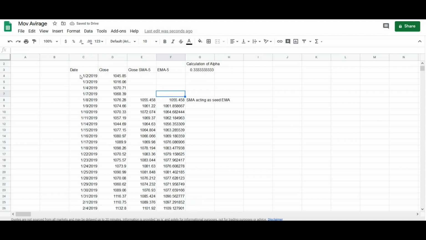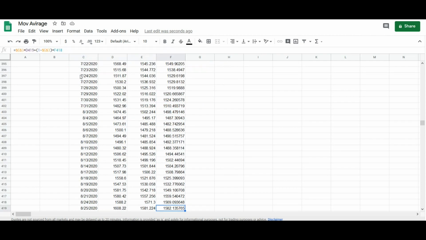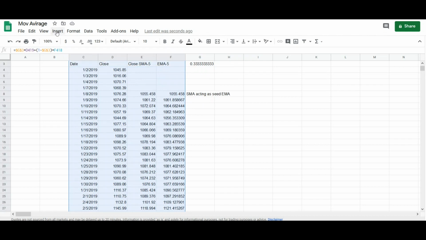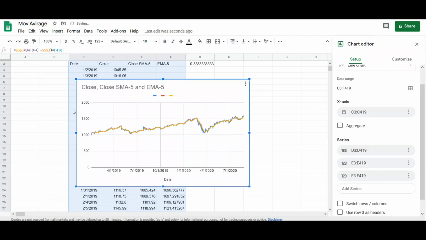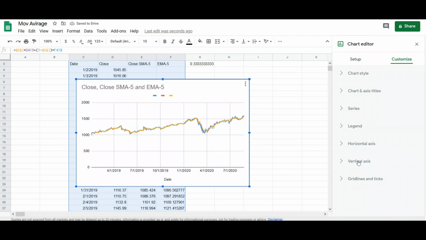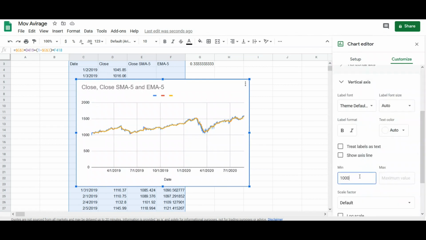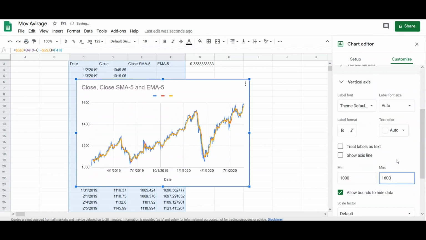The series is done. Let's graph the closing price, 5-period SMA and 5-period EMA. Let's change the number for the vertical axis so we can see the graph better. The minimum is $1,000 and maximum is $1,600. That is the range for our data. The blue line is close price, red is SMA, and orange is the EMA. In a short period moving average, we barely see any difference.